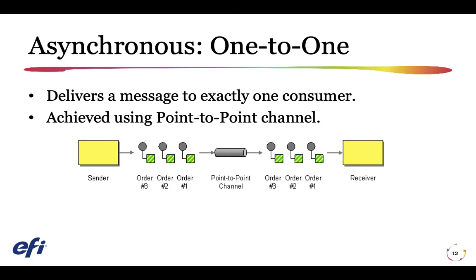The first asynchronous interaction style is one-to-one, where the channel delivers a message to exactly one of the consumers that is reading from the channel. This kind of channel is called a point-to-point channel.